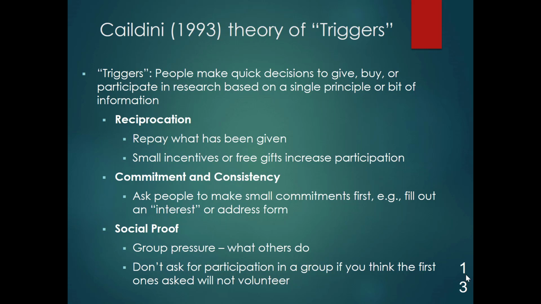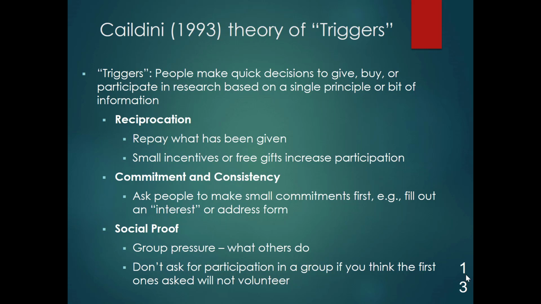Commitment and consistency. So with this one, you want to ask people to make small commitments first, like maybe fill out an interest or an address form. So basically, with this approach, you're creating or building an identity that is consistent with the later request to participate in a research study. So you're asking them to fill out an interest form to participate in the study later on. You want to start with something smaller, easier to achieve before you ask them for a bigger commitment.